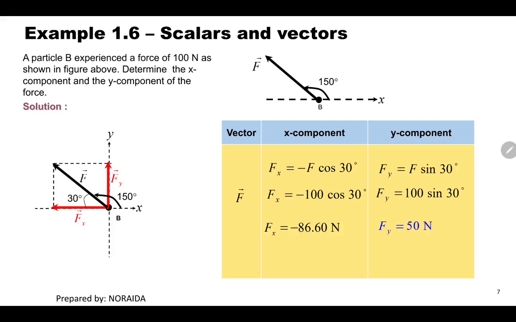X component for the force is equal to negative because direction to the left. Negative F cos 30, which is equal to negative 100 cos 30, which is equal to negative 86.60 Newton, capital N. For the y component, which is equal to F sin 30, which is equal to 100 sin 30, and equal to 50 Newton.